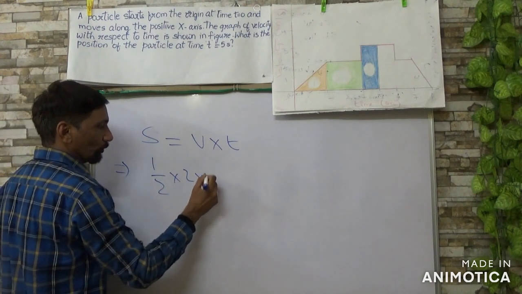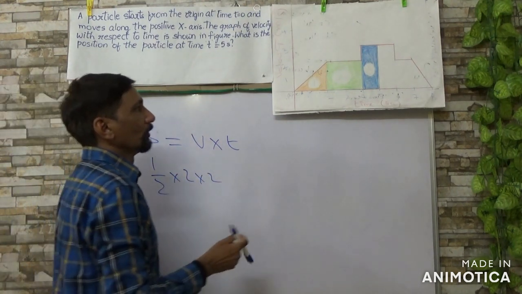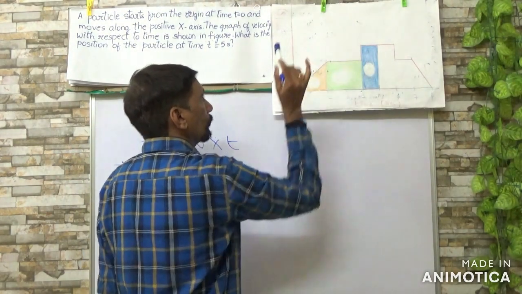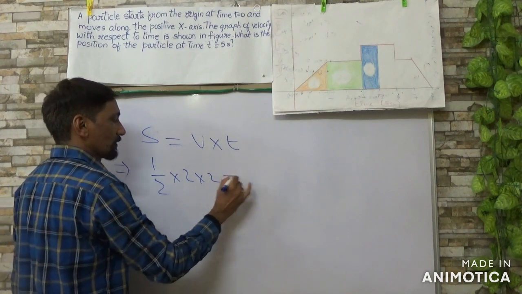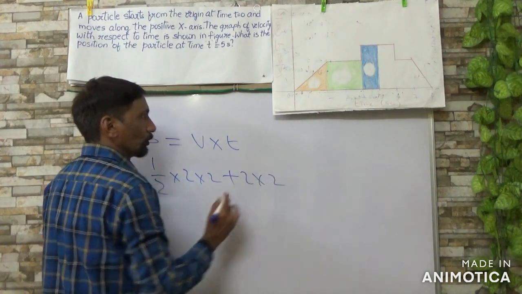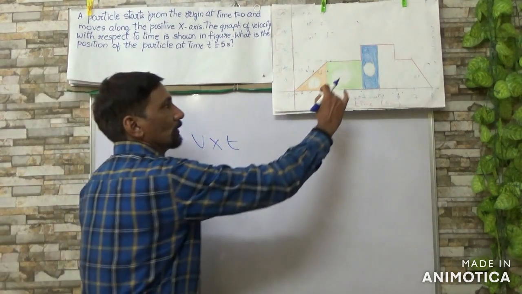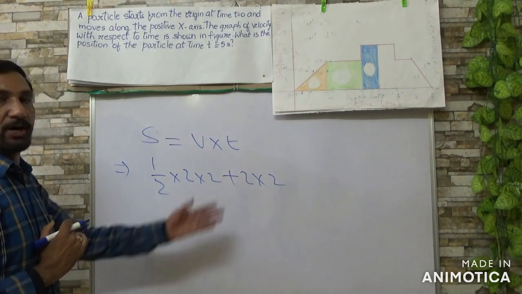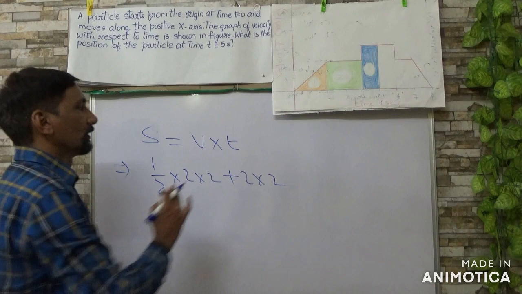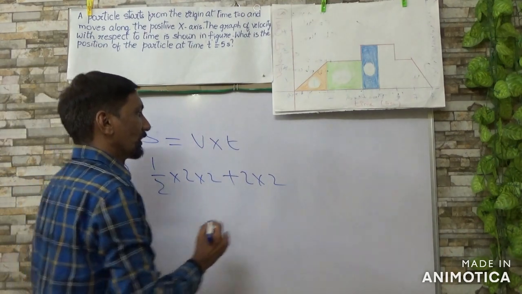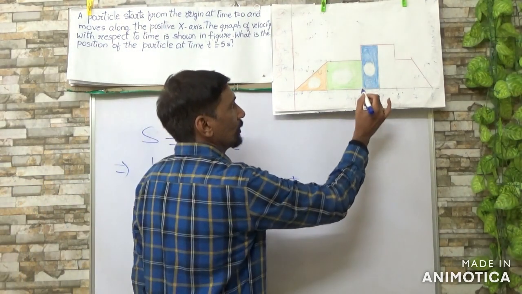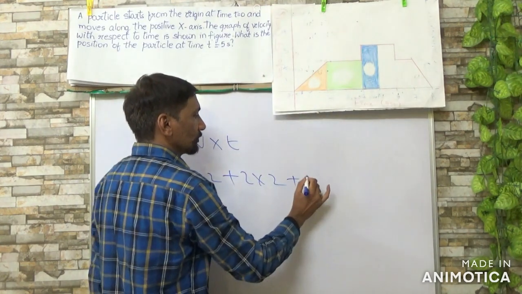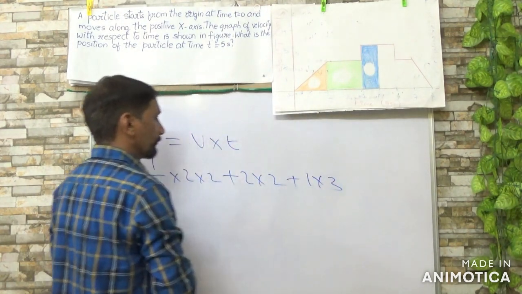Half base into height. Now next one you see 2 to 4, not 2. 2, so it is a square, plus 2 into 2, all positive because no area is given in the negative x-axis downwards. So that is why they are all taken plus only. Next 4 to 5, 1, touching at 3. Right? So 1 into 3.